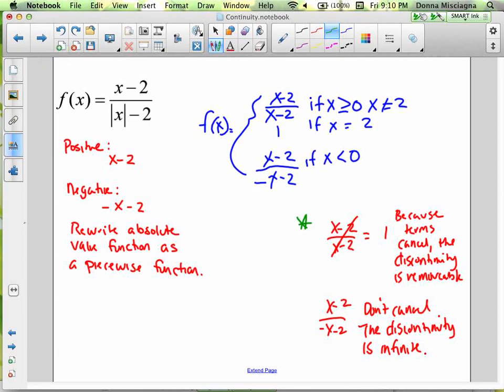So we have a removable discontinuity at 2, 1. That was the removable one. And then at negative 2, you can't do anything about that one. Stuck with that one. So that's the answer on that one. I think that's the last one.